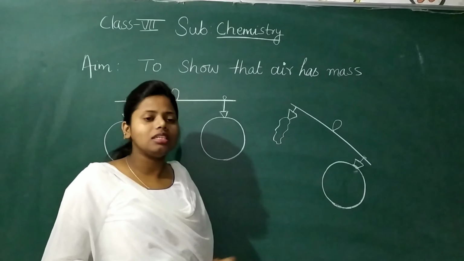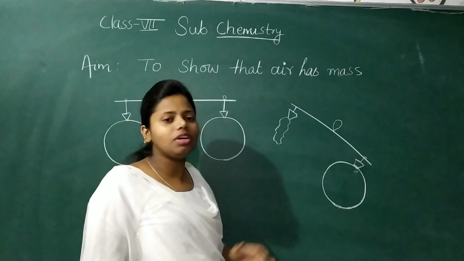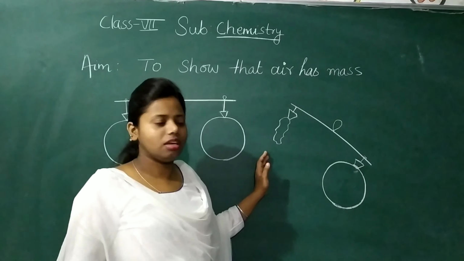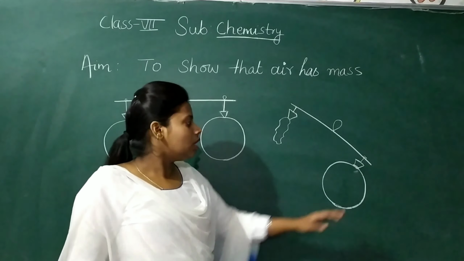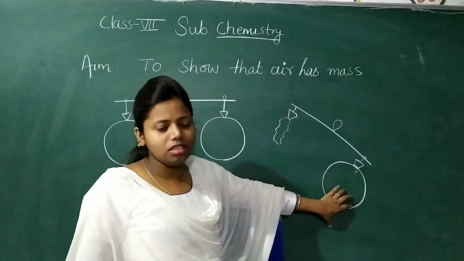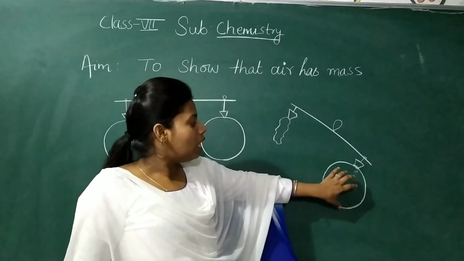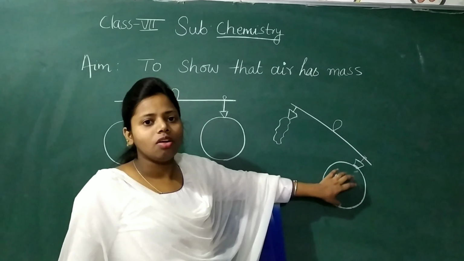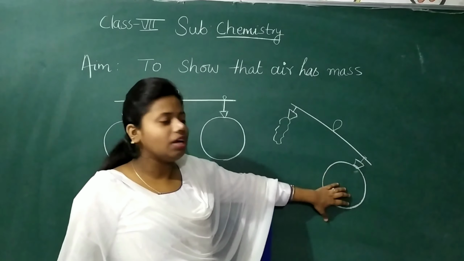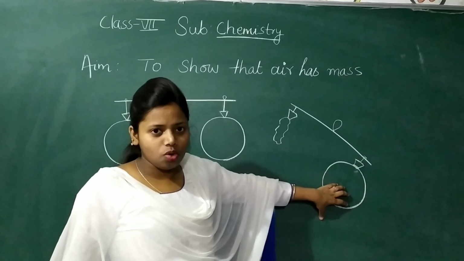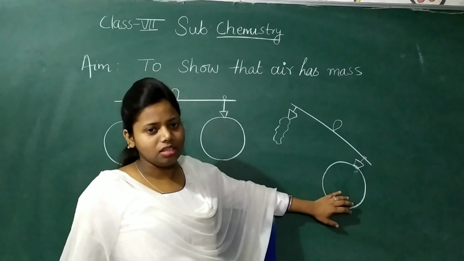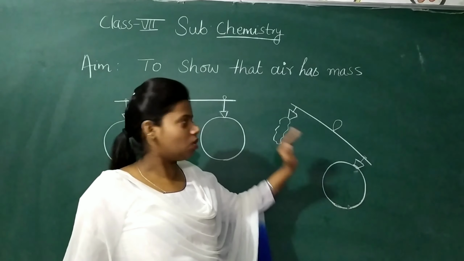Now why has the stick tilted downwards? Why not this side, where the balloon is deflated and the air is not there? Why only this side? Because inside this balloon, what is present? Air is present. So the balloon with air weighs more than the balloon without air. That is why it is tilted downwards. So this shows that air has mass.